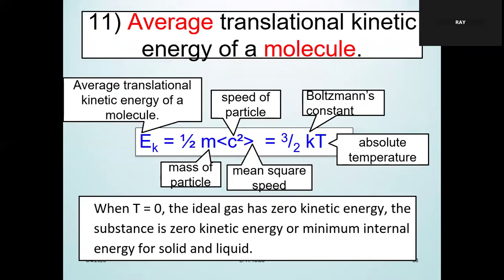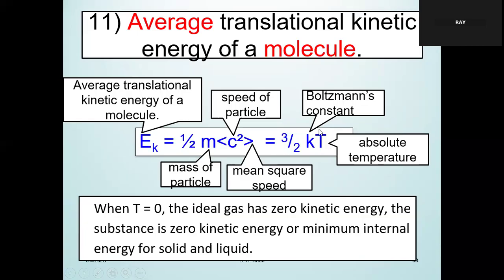Okay, average translational kinetic energy of a molecule. You need to know how to derive this one. Right? This is the average translational kinetic energy of a molecule. C is the speed of the particle. M is the mass of the particle. The whole thing is the mean square speed. K is Boltzmann's constant. T is absolute temperature.